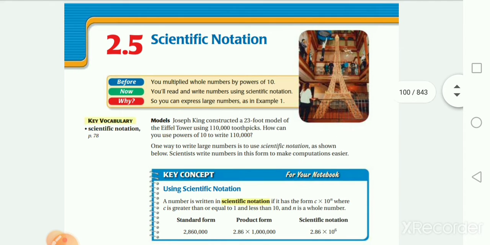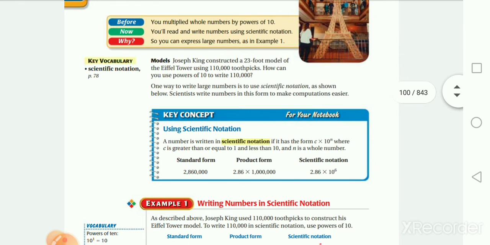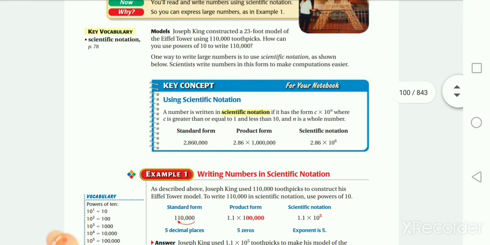Okay, we have models. Joseph King constructed a 23-foot model of the Eiffel Tower using 110,000 toothpicks. How can you use powers of 10 to write 110,000? One way to write large numbers is to use scientific notation, as shown below. Scientists write numbers in this form to make computations easier.